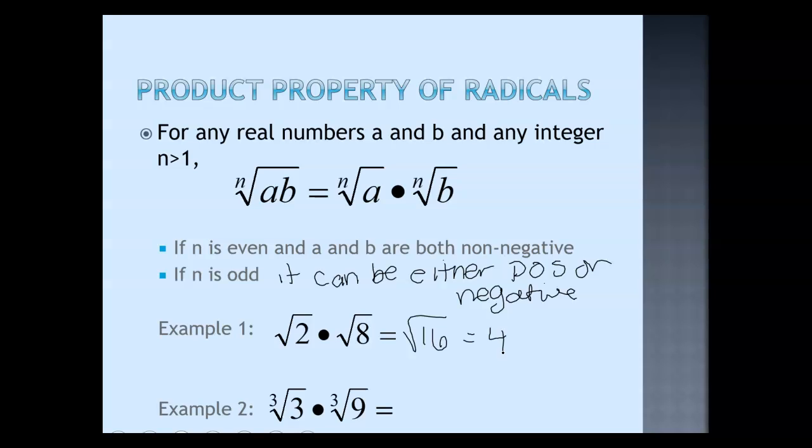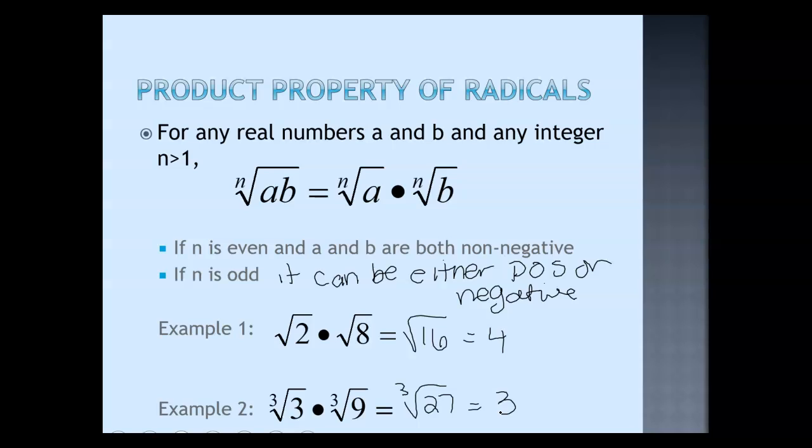The cube root of 3 times the cube root of 9 becomes the cube root of 27. I wanted you to notice that when you multiply a square root times a square root, it does not change the square root to a 4th root. Or a cube root times a cube root does not change that to a 9th root or a 6th root. So that becomes the cube root of 27, which is 3.